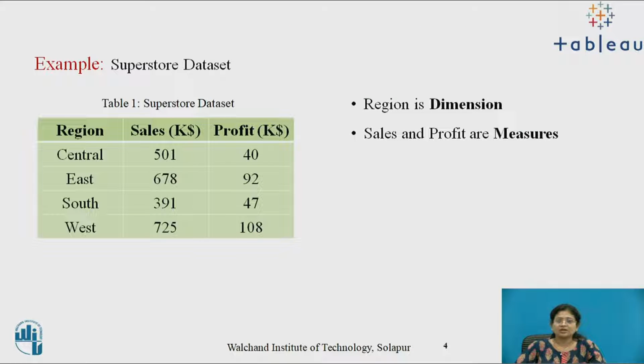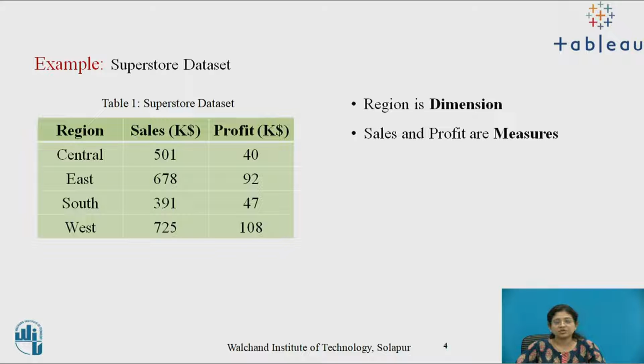Now, let us see how to convert these points into a bar chart. To convert this into a bar chart visualization, I have taken the Superstore data set. This is the summary of the Superstore data set. Look at this table. Here three columns are given. The first one is region, the second one is sales and the third one is profit.